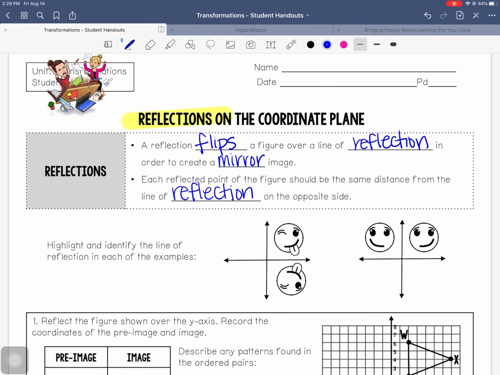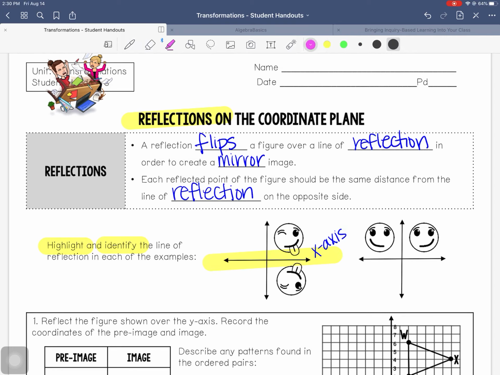All right, and we're back. The instructions say highlight and identify the line of reflection in each of the examples. To me, it looks like our line of reflection this time is horizontal. So that means we are flipping our little emoji over the x-axis.